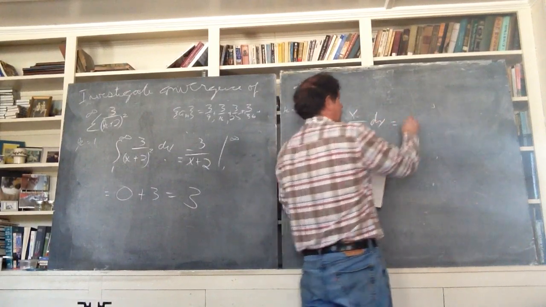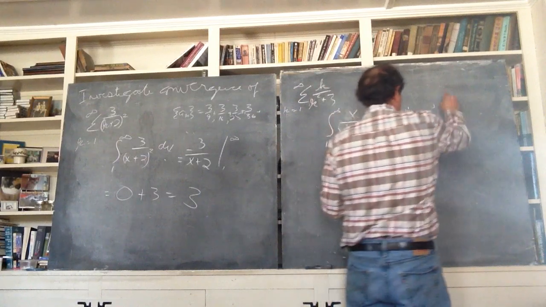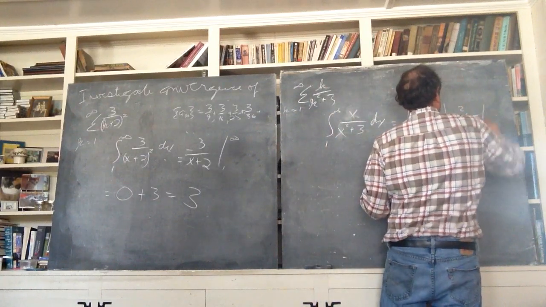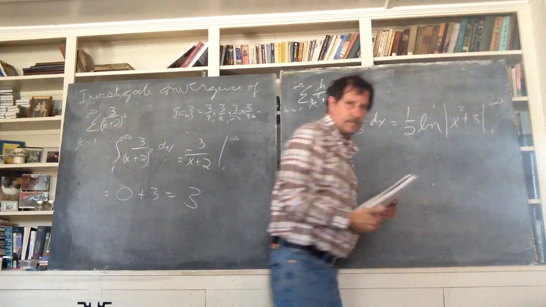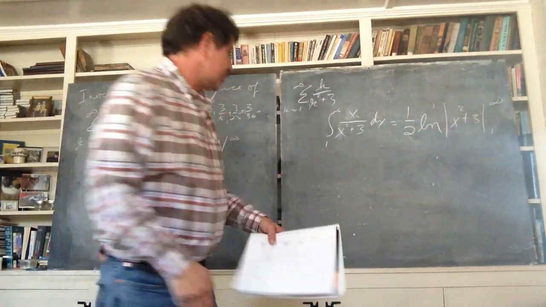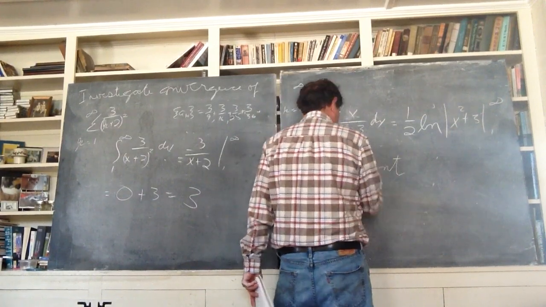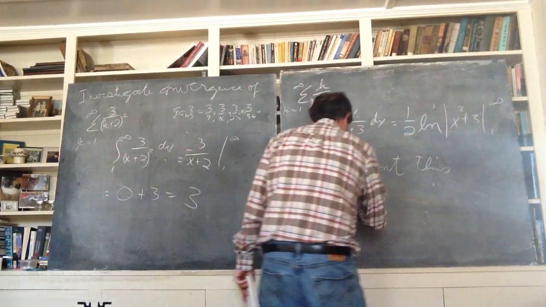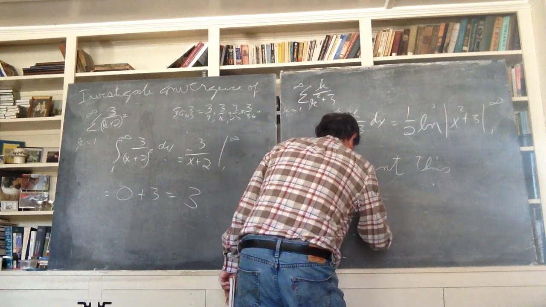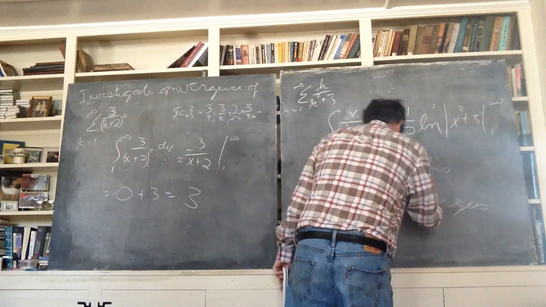If we integrate that, it's 1/2 ln of x squared plus 3 from 1 to infinity. If I put infinity in here, it goes off, it diverges. Thus, the series diverges.